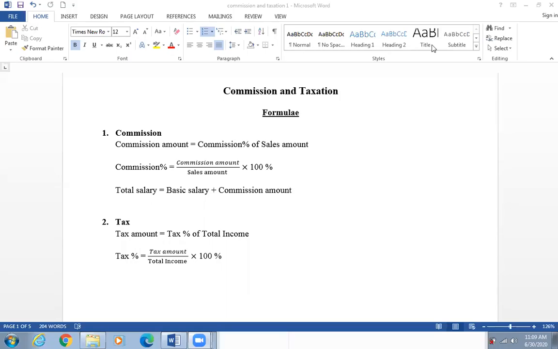So today's topic is going to be commission and taxation. The second chapter of the class 9 math book. So that will be commission and taxation.